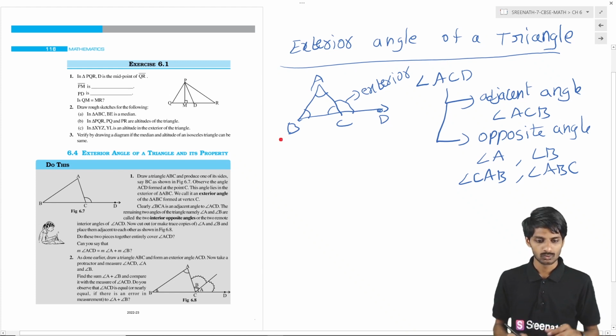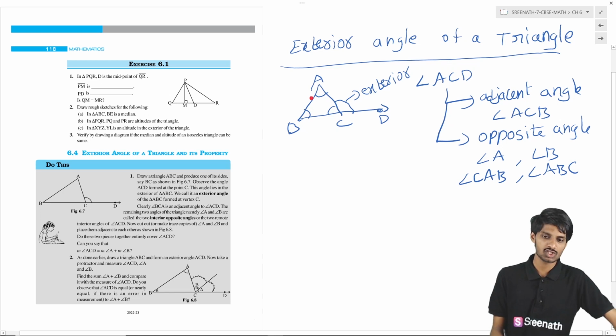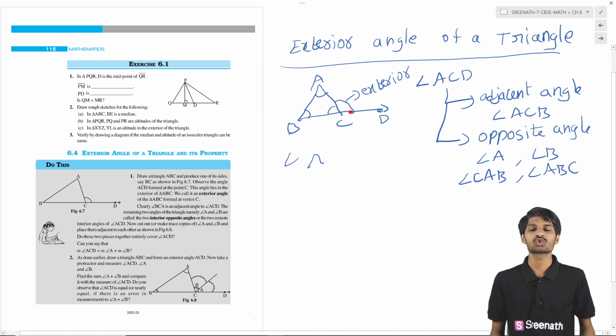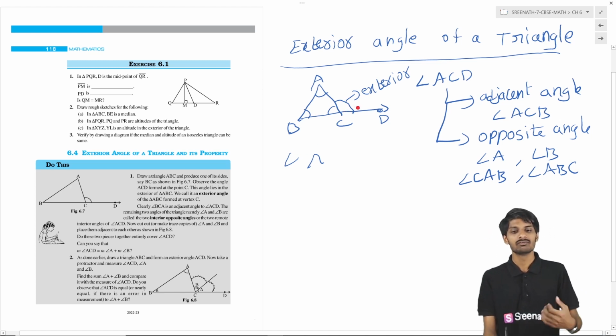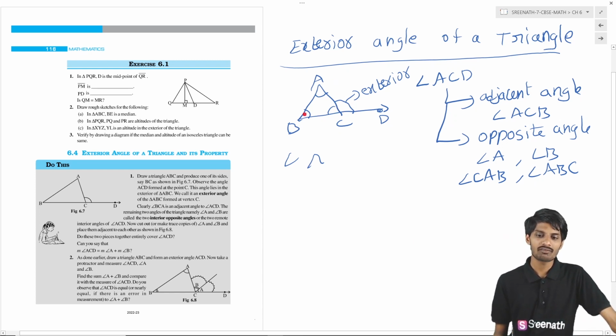Now what will you do? Now cut out angle A and angle B, or trace these angles, angle A and angle B, on trace copy paper. You have to trace these two angles and place them at the exterior angle, side by side. When you place these two angles here, they will fit and there will be no space left. Which means this exterior angle is equal to the sum of these two angles.